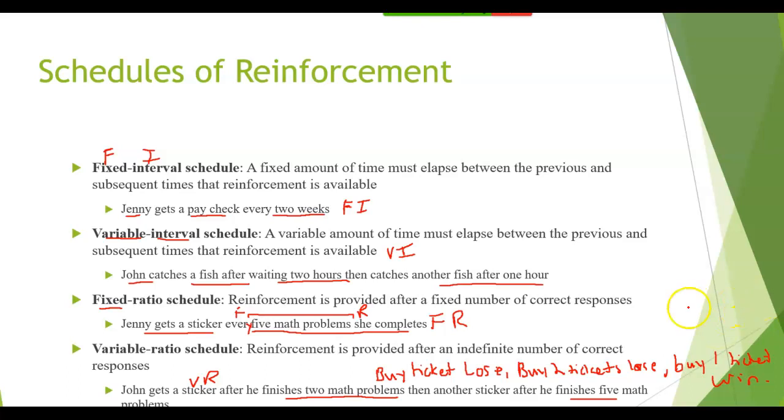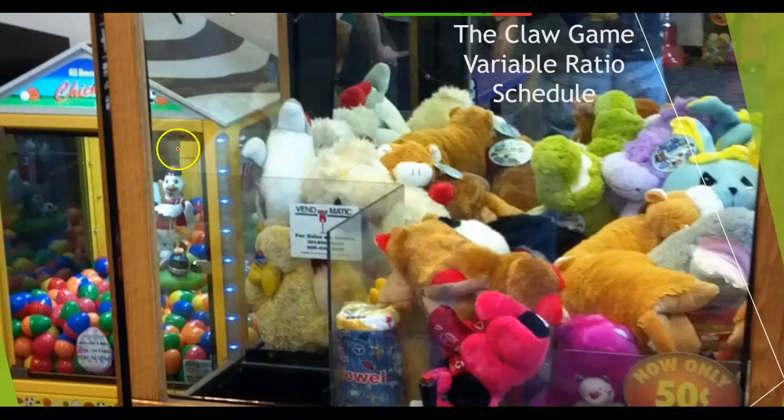So you made a little money, but if you bought a $20 ticket and you only won $20, you just lost 20, 40, 50, 60, 70. You just lost 80. You just lost $60. So the house always wins because it works on a variable ratio schedule. This also works on a variable ratio schedule.